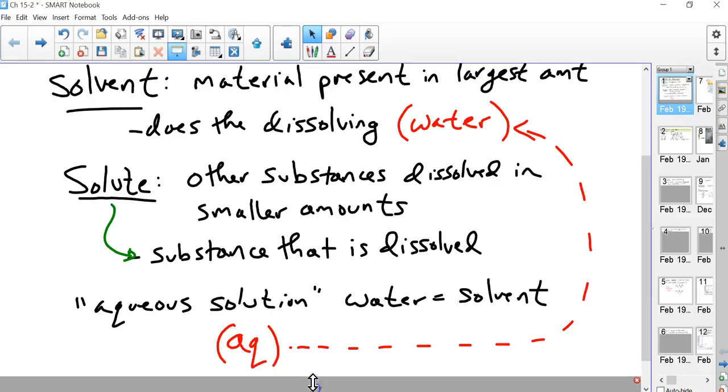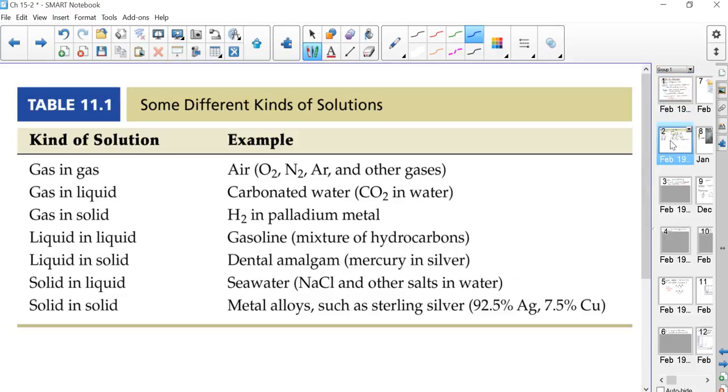And you guys are used to this symbology right here, where we have a subscript after a reactant in a chemical equation that says (aq). That means it's aqueous. The phase of matter is in aqueous solution where water is the solvent. But there are a number of other different kinds of solutions. We're most used to dealing with this one, the solid in a liquid, salts and other things dissolved in water. But we've also talked about metal alloys as perfectly mixed solutions.